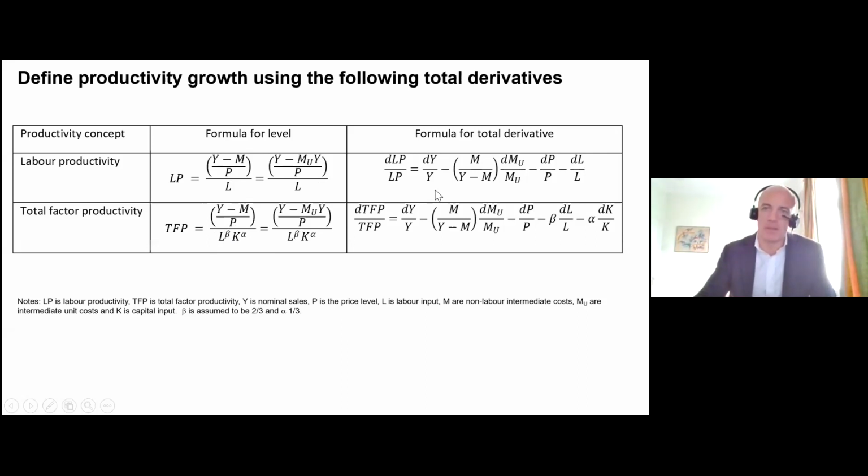TFP. And you can see here, when I take the total derivative of this, I'm getting the change in labor productivity is equal to the change in output minus some number times the change in unit costs minus change in prices and the change in labor inputs. And again, for TFP, it looks just the same, but instead of just subtracting the growth rate of labor inputs, I'm subtracting the growth rate of a weighted average of the growth rate of labor inputs and capital inputs.